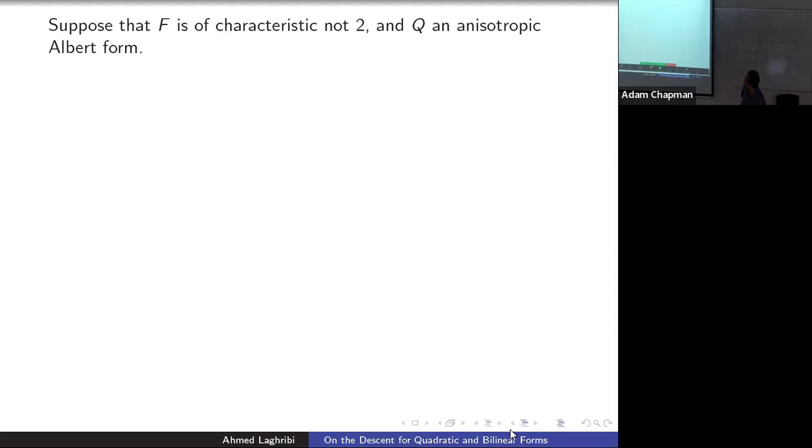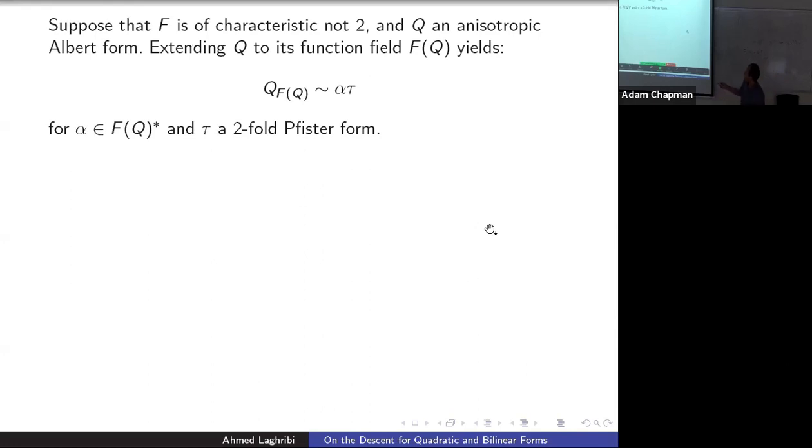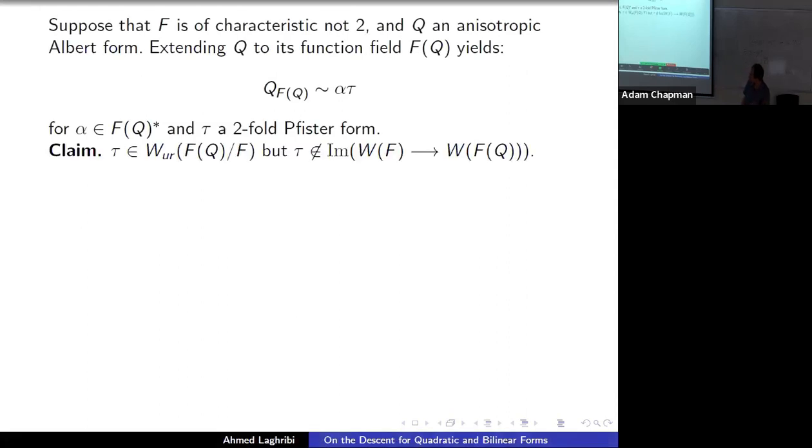So we do the following. You take your Albert form and you extend it to its own function field. It becomes isotropic. An Albert form, I recall, is just a six-dimensional quadratic form of trivial discriminant. It becomes isotropic, so here you get a form similar to a two-fold Pfister form. So alpha is a scalar and tau is a two-fold Pfister form. And what we want is that this tau is unramified. It does not come from the base field up to Witt equivalence, which is very strong.